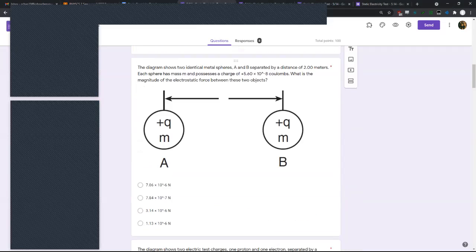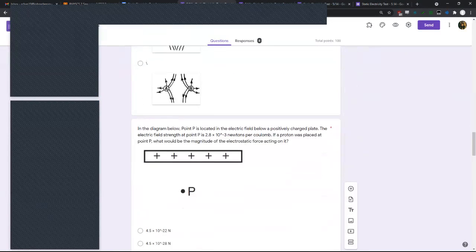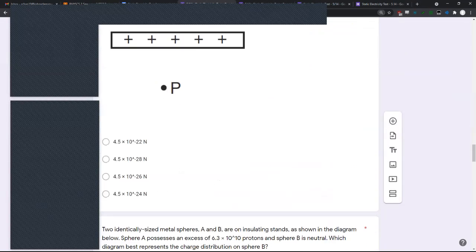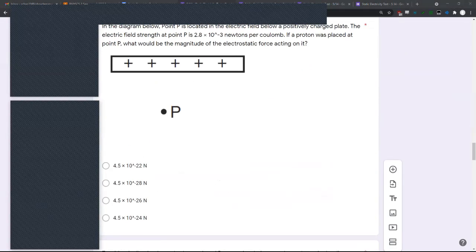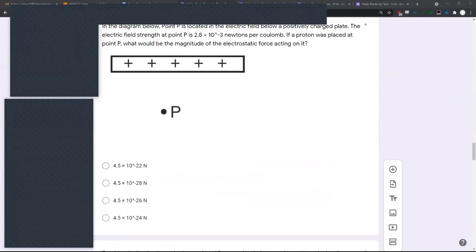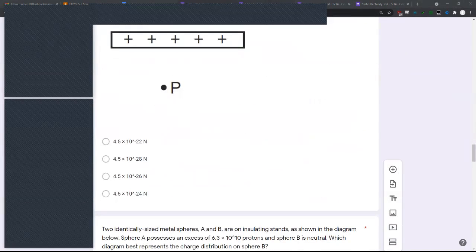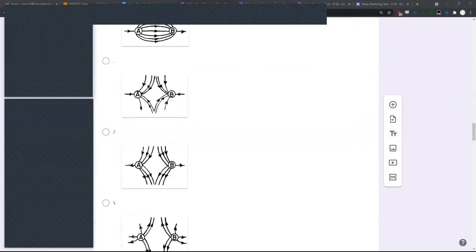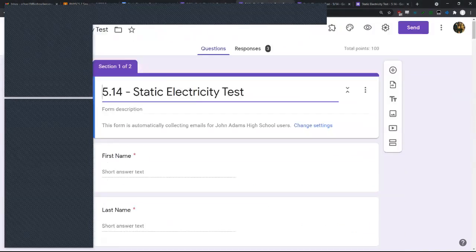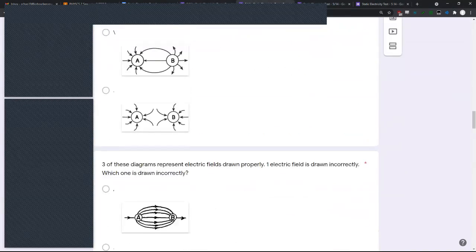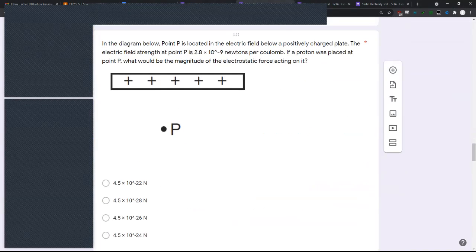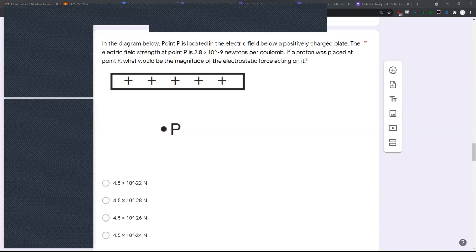Let's go over the questions now. If I recall, we were on question 7. Am I right or am I wrong? We were on question 7. So question 7, what are my notes?